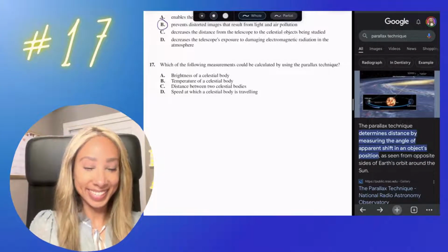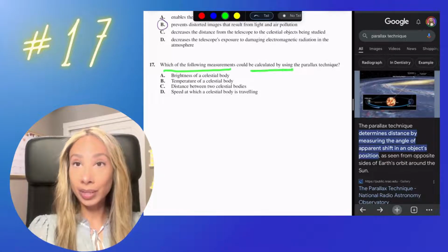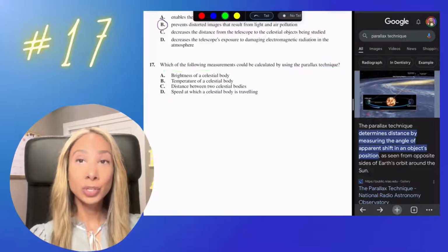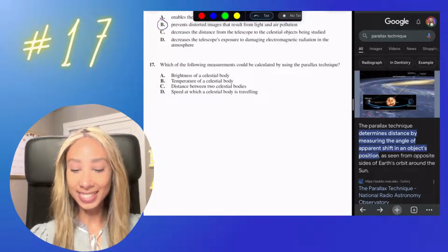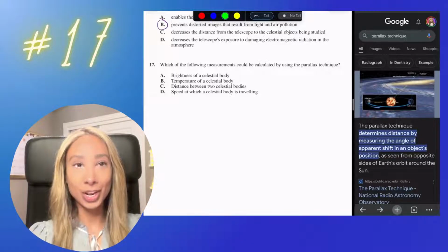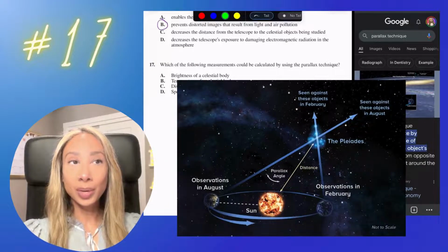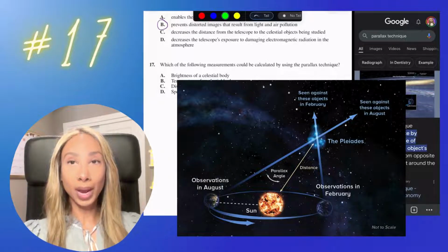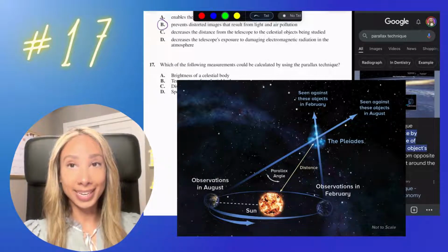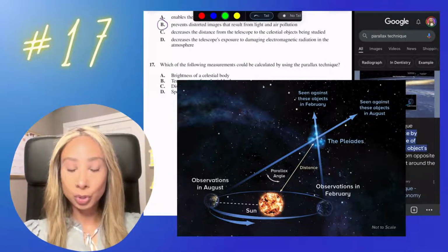Okay, number 17. With number 17, we want to know which of the following measurements could be calculated by using the parallax technique. So the parallax technique is basically what I've got here on the screen. It determines the distance by measuring the angle of an apparent shift in an object's position. So what that really means in real life is this image here. You essentially are going to measure an object at a certain position in time, and then you're going to wait a little bit and measure the object again. Using that technique, we can then determine the distance between those two objects.